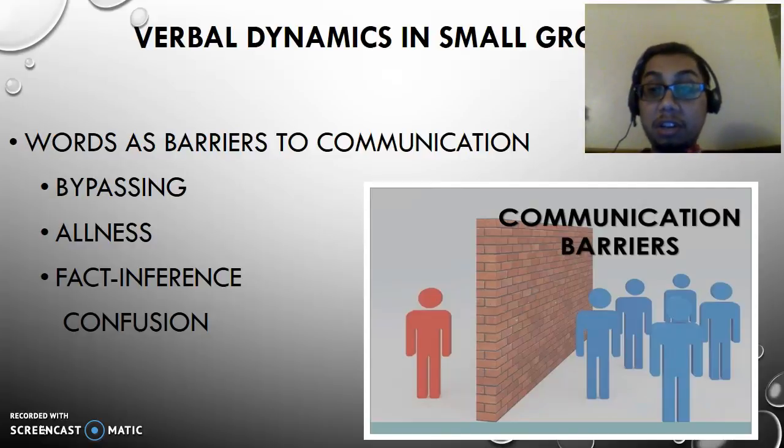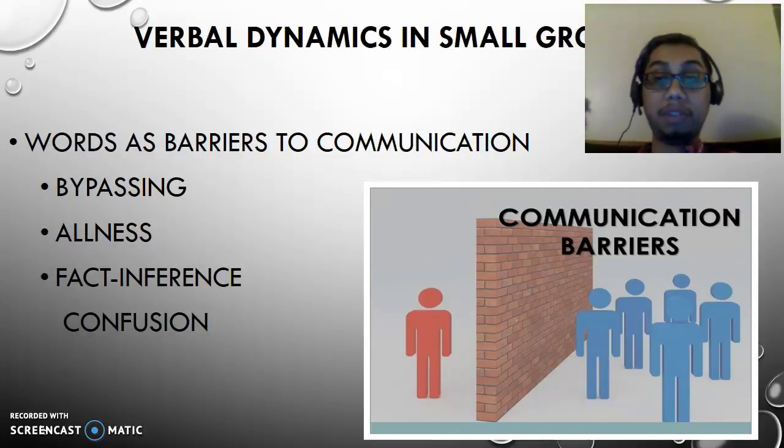Fact-inference confusion occurs when people respond to something as if they actually observed it, when in reality they have only drawn a conclusion. And we can avoid that by having a clear analysis, learning the difference between fact and inference, and also by communicating the differences clearly.